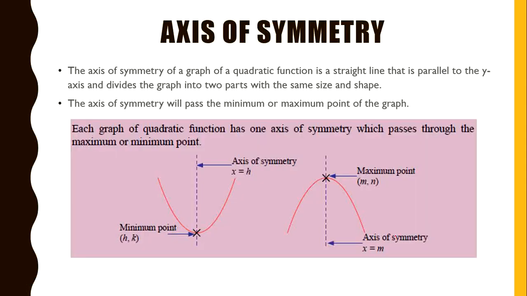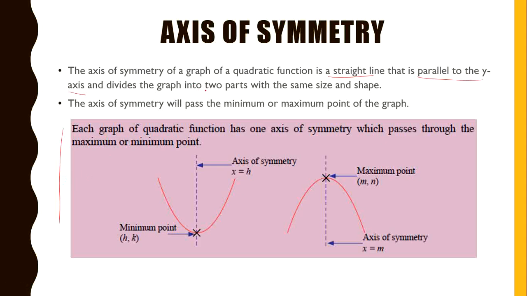Okay, next. Axis of symmetry. Okay, what is the axis of symmetry of the graph of a quadratic function? Dia cakap apa? Axis of symmetry of a graph of quadratic function is a straight line that is parallel to y-axis. Kalau parallel to y-axis maksudnya menegak lah kan? Vertical lah kan? Y-axis kan menegak.